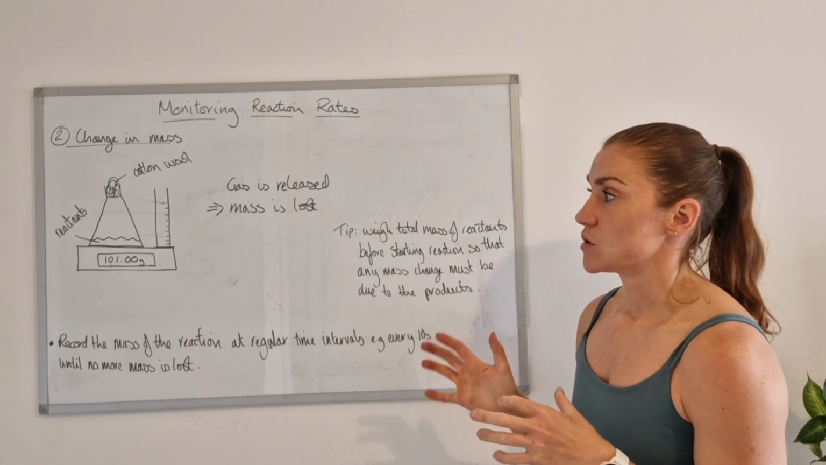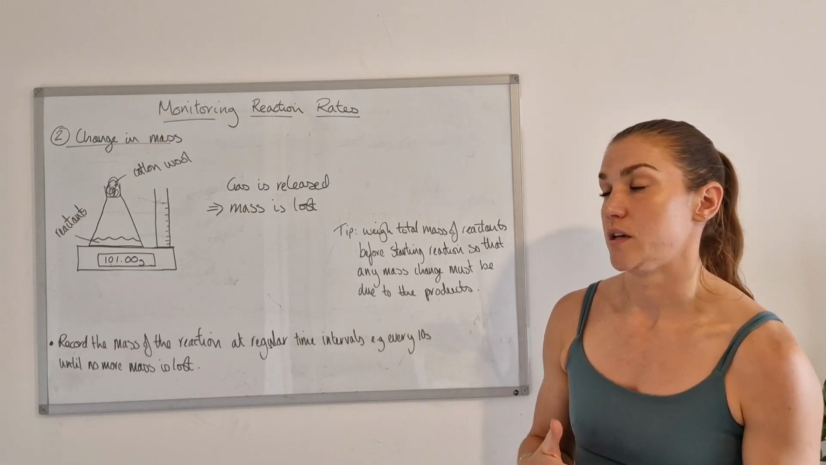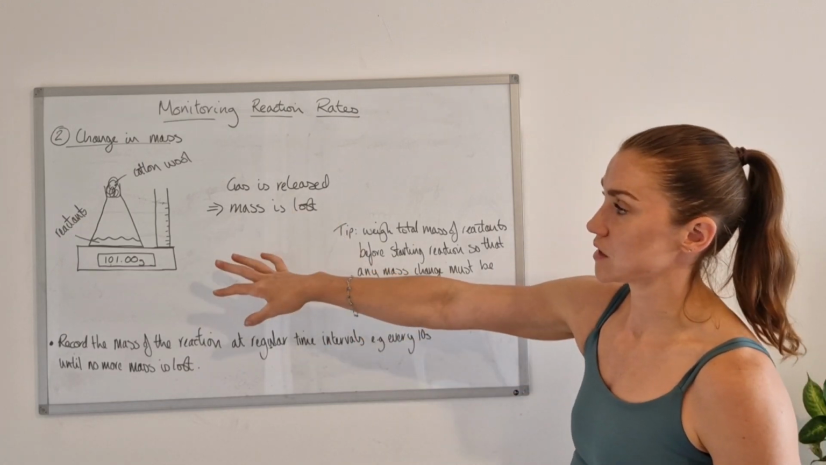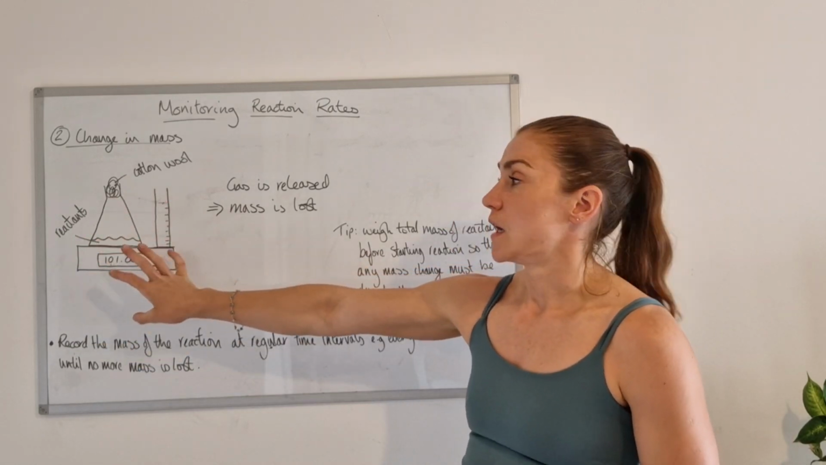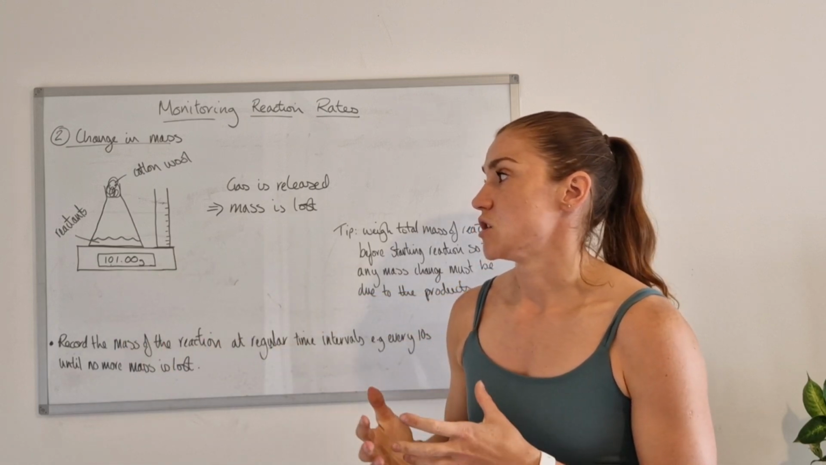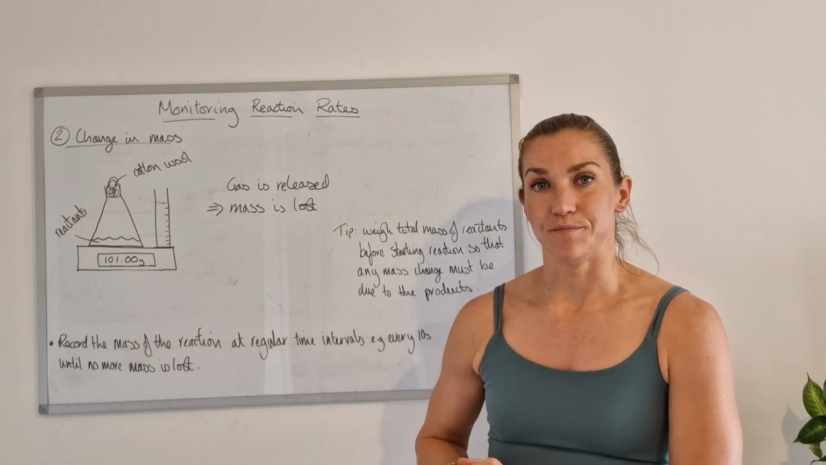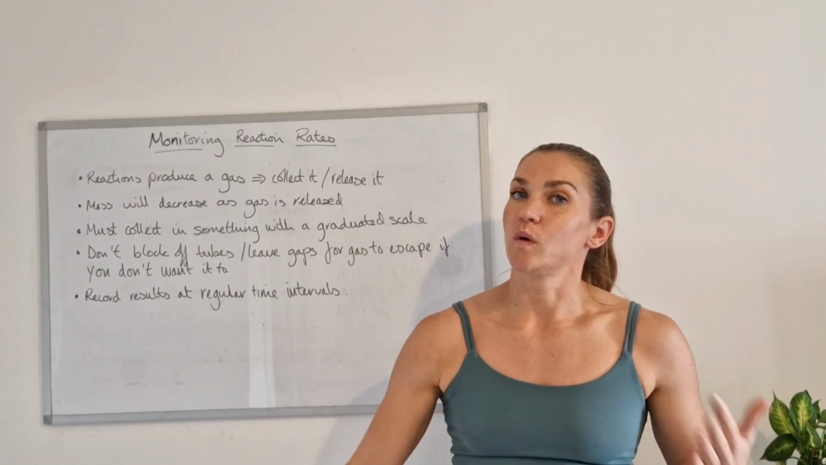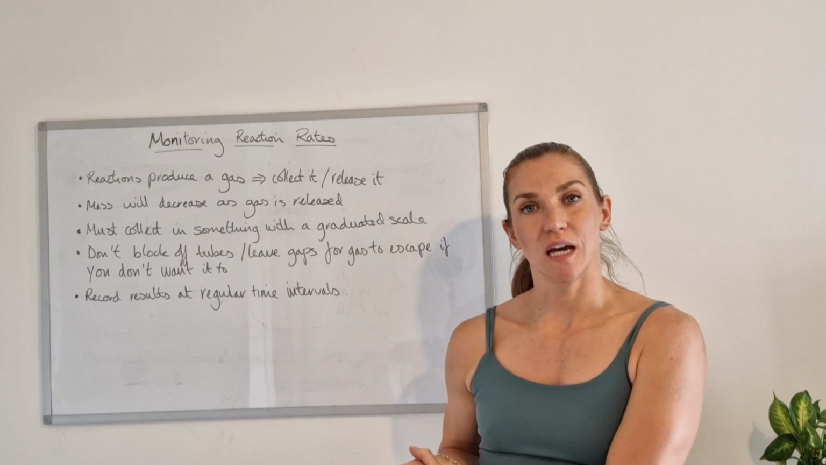Okay, so sometimes you'll see questions in the exam asking why one setup's better than another. So in the case of this experiment, it's better to have all of the reactants and apparatus on the balance for the entire time, just so that then any change in mass is down to the products being produced only. That is a whistle-stop tour of how to monitor the rates of reactions that produce gases.